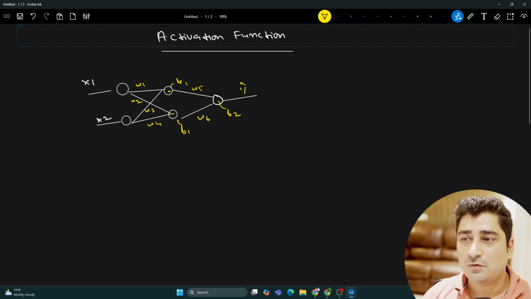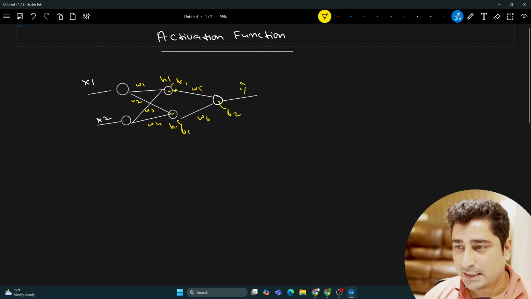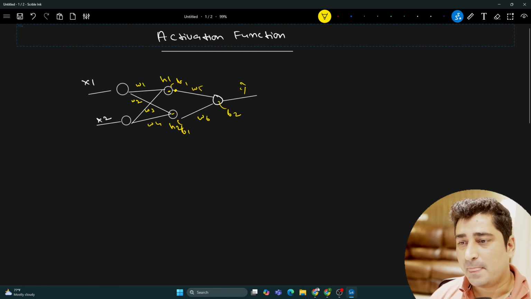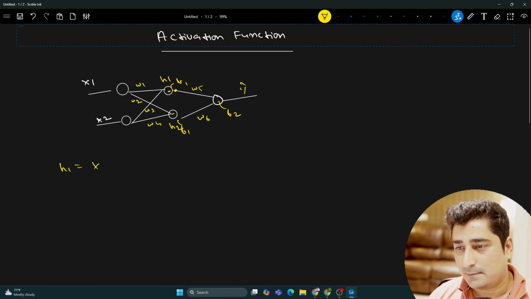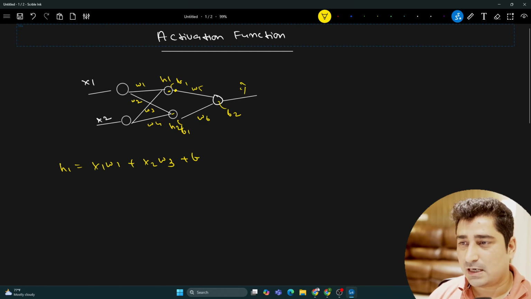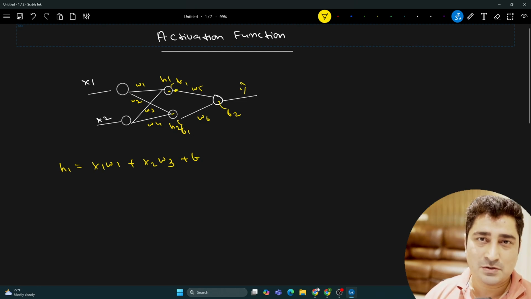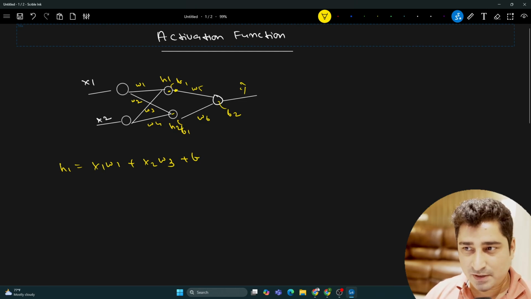Now if you do the calculation, what is the output that you receive from hidden layer H1 and H2? H1 is going to give you an output equal to X1 into W1 plus X2 into W3 plus B1. This is the output that you will receive here if there is no activation function at all, if I'm not using any function in between.